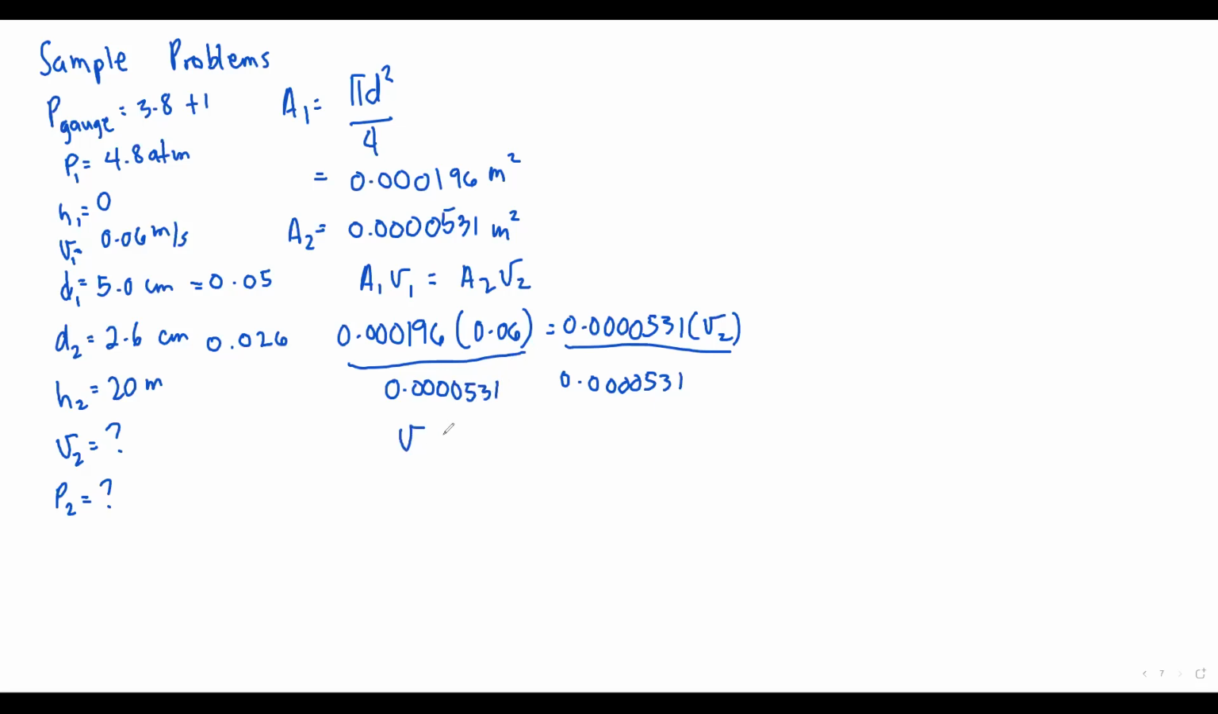So V2 is equals to 0.001964 multiplied by 0.06, divided by 0.000531. Okay, so final answer is equals to 0.222 meter per second. So nakita nyo guys, bumilis siya. So meron na tayong velocity 2.